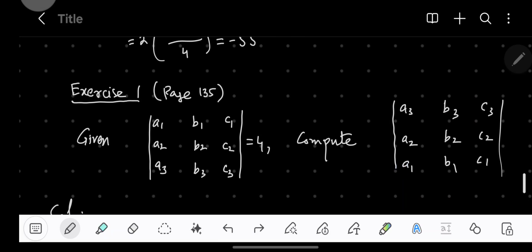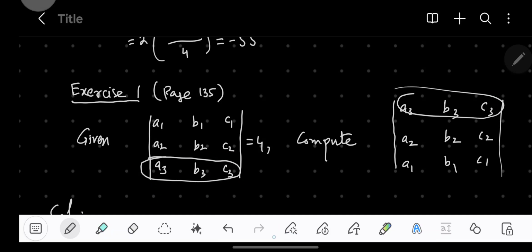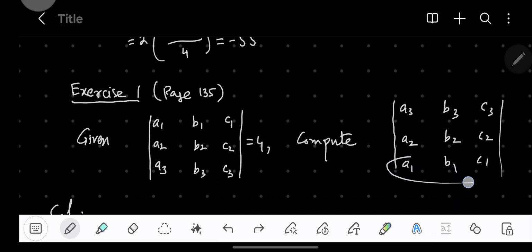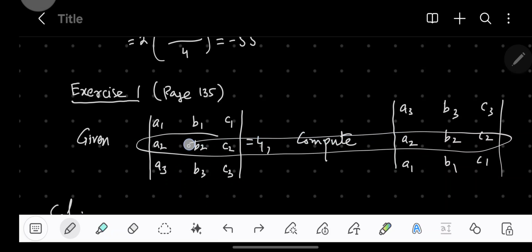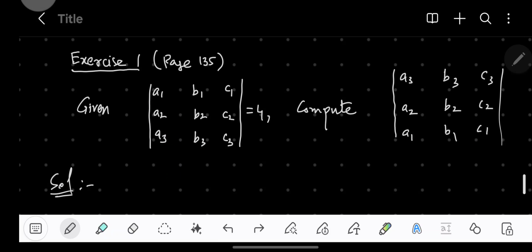Okay, so let's look at the difference between these two matrices. If I swap these two rows, I will end up with this matrix. Can you see? This last row and this first row are the same. Similarly, this last row and this first row are the same, and the middle row has no difference. So that means in the given matrix, if I swap R1 by R3, then I will get this matrix.